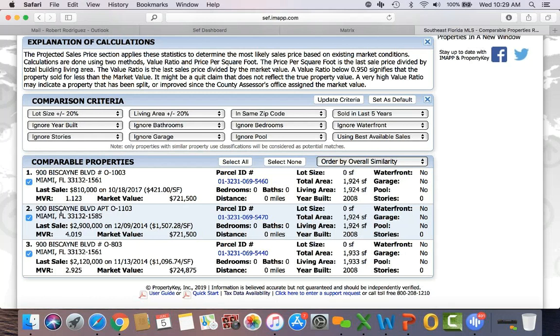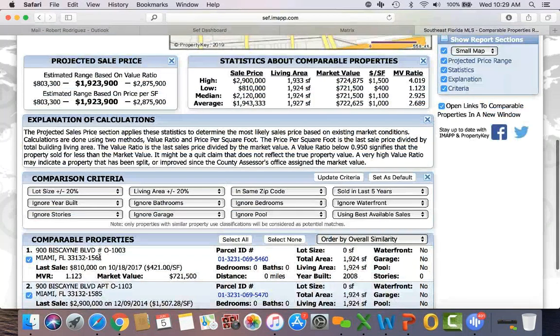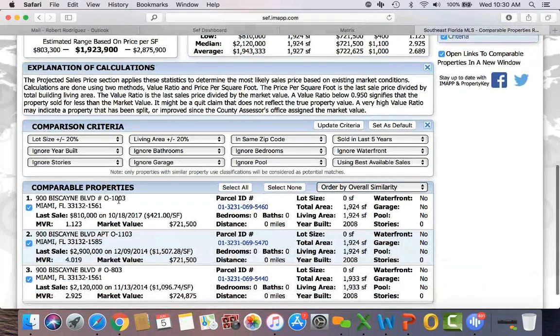So if you're looking for the last comparables, here's what you have. You have a property that sold in October of 2017 for $810,000. You also have a property that sold in December of 2014 for $2.9 million. And you have a property over here that sold in November of 2014 for $2,120,000. So there's a big difference here, from $800,000 to $2.8 million.